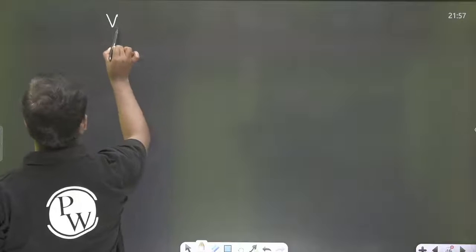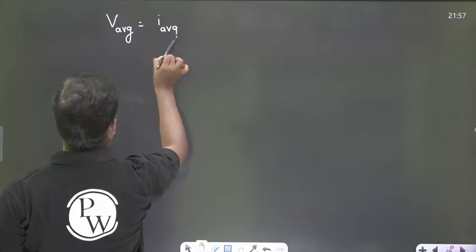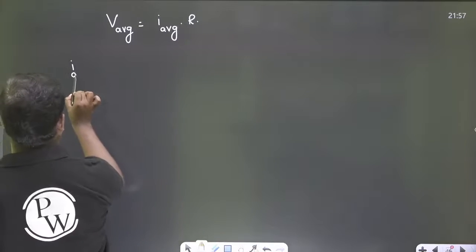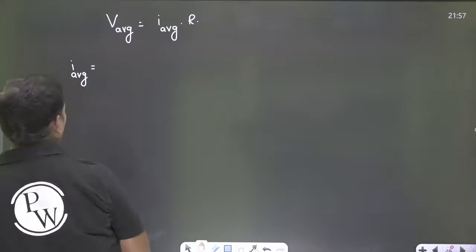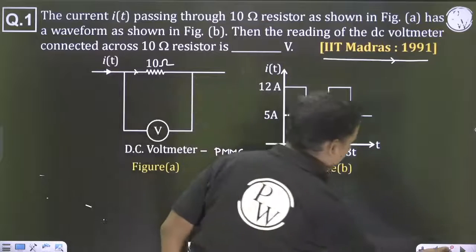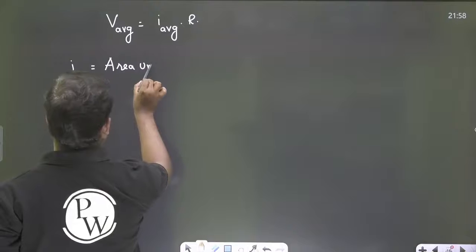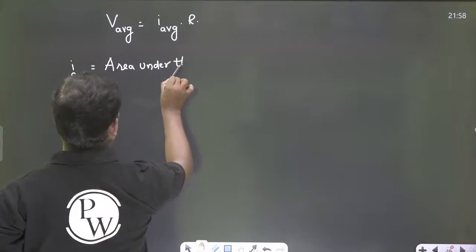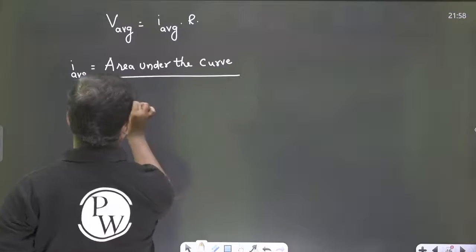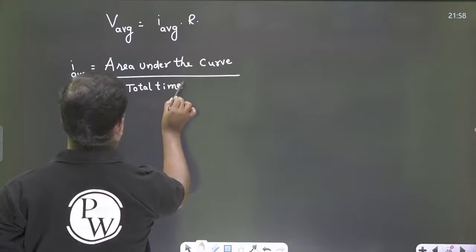PMMC measures the average voltage, yes or no? So the voltage across the resistor, V average, can be taken as I average times the resistor. So what is I average? The average current can be calculated in two ways. First is the area under the curve divided by the time period. So I average for this waveform is the area under the curve divided by the total time. So let us take the area under the curve.